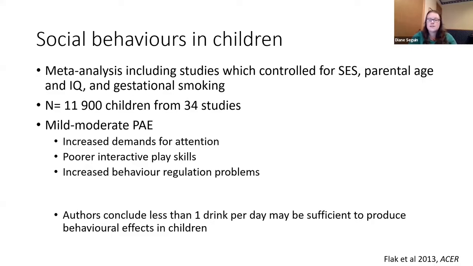So this particular study that actually did look at social behaviors in children was this very large meta-analysis done by Flack. They included children from over 34 studies, almost 12,000 children, to look at the effects of mild to moderate prenatal alcohol exposure. They particularly looked at studies that controlled for socioeconomic status, parental age, and IQ, as well as gestational smoking. These are all things that we know have an impact on social behavior and other problem behaviors in children. Their main takeaway was they only found differences in social behavior in younger children.